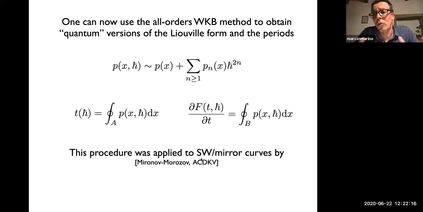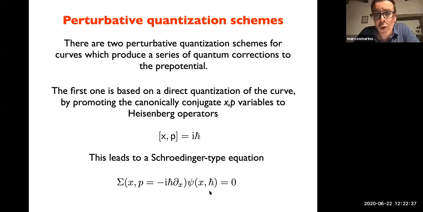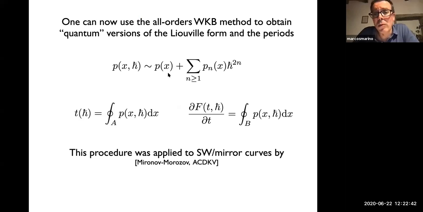So we can try to use in this case directly the machinery of WKB. And WKB tells you that the Liouville one form can be promoted to a quantum one form, in the sense that by using an appropriate ansatz for the wave function, which solves the Schrödinger equation, you can actually find a generalization of the momentum as a formal power series in h bar squared. So essentially you write the wave function as an exponential of the integral of the momentum, and if you want the function to solve the Schrödinger equation, the momentum will get these quantum corrections.